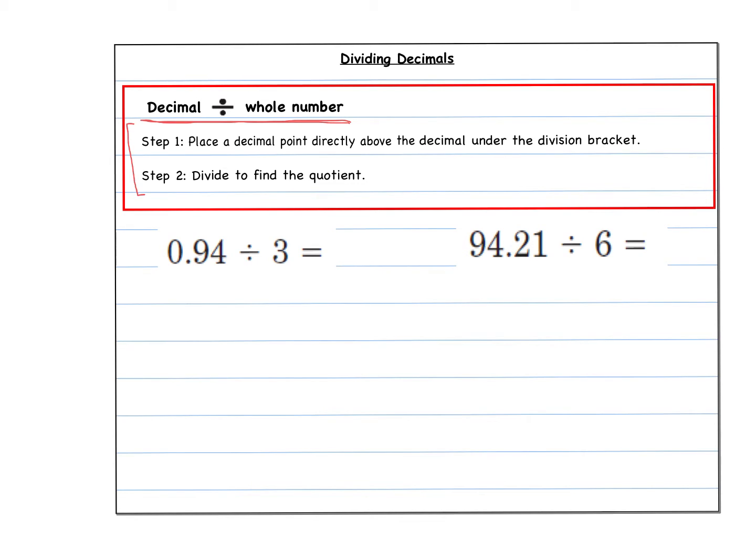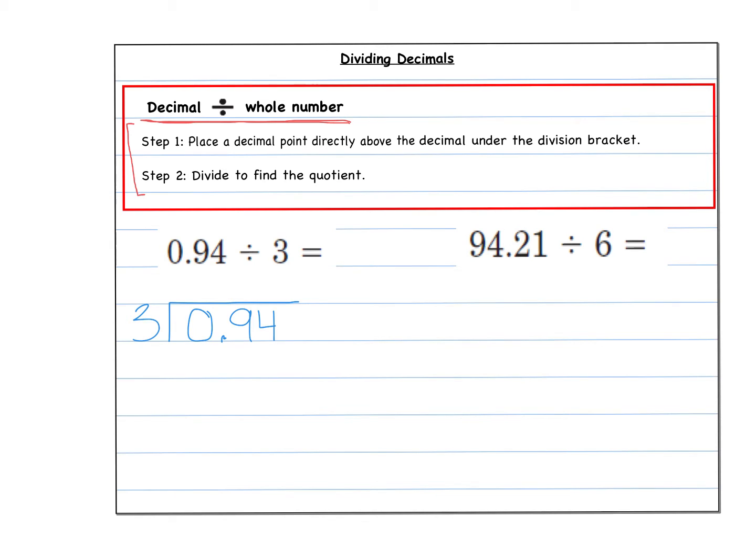Place a decimal point directly above the decimal under the division bracket, and then divide to find the quotient. So let's talk about these as I do these two problems, which I would like you to have in your notebook so you can have a couple good examples to go back and look at. So we have 94 hundredths divided by 3. The first number, remember, is always under the division bracket.